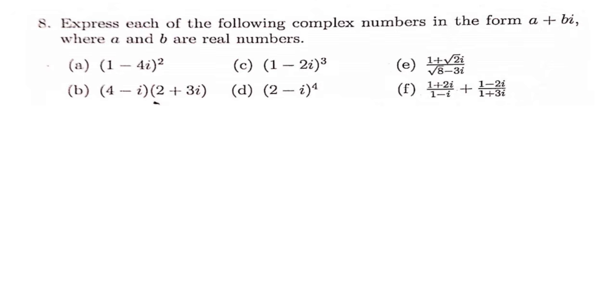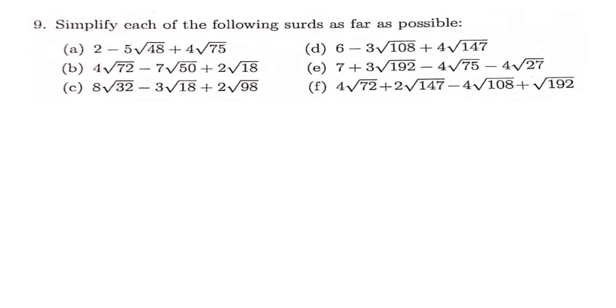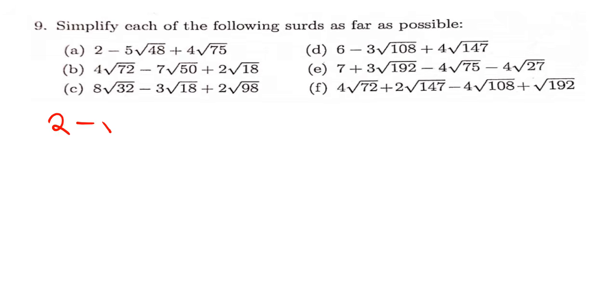Okay, so let's solve question number 9. Simplify each of the following surds. For surds, it's not very complicated. These ones are also called radicals. So let's start with the first one. We've got 2 minus 5 root 48 plus 4 root 75.